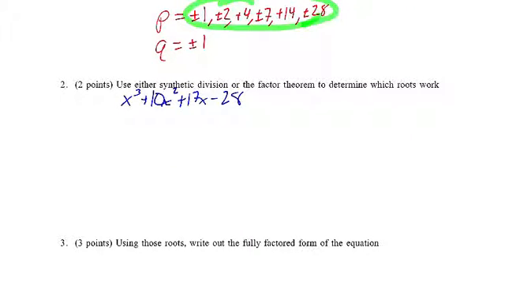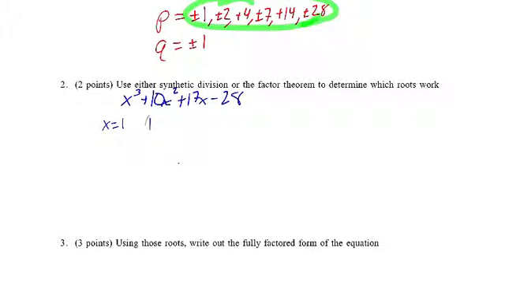Number 2 says use synthetic division or the factor theorem to determine which roots work. I would suggest using the factor theorem so that way you don't have to test out a bunch of things with synthetic division because that can take up a lot of space, but it does work. I'm going to test out one. I'm going to test out x equals 1.